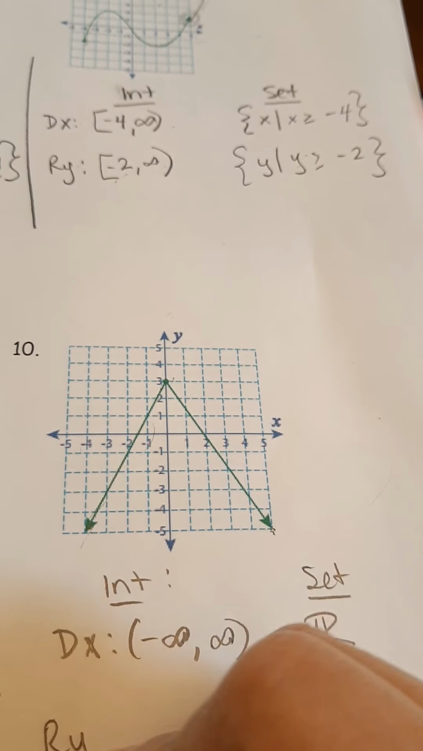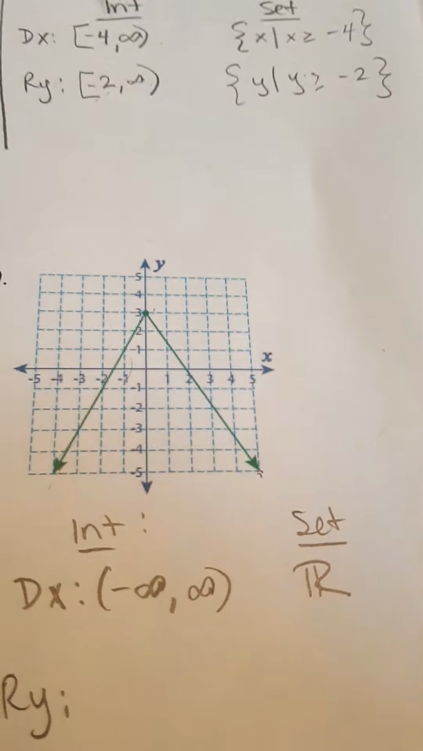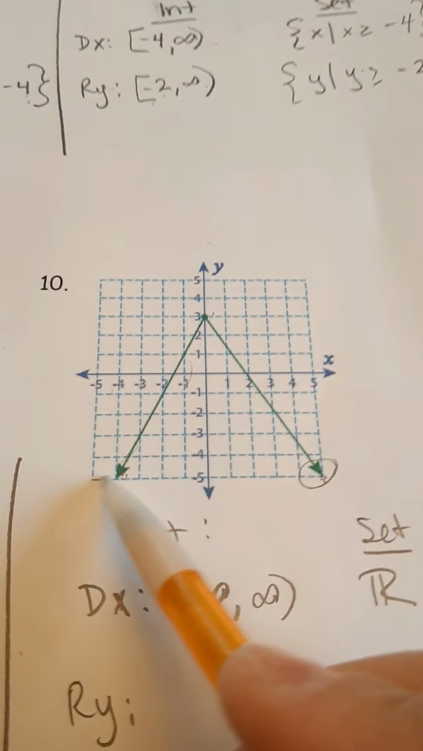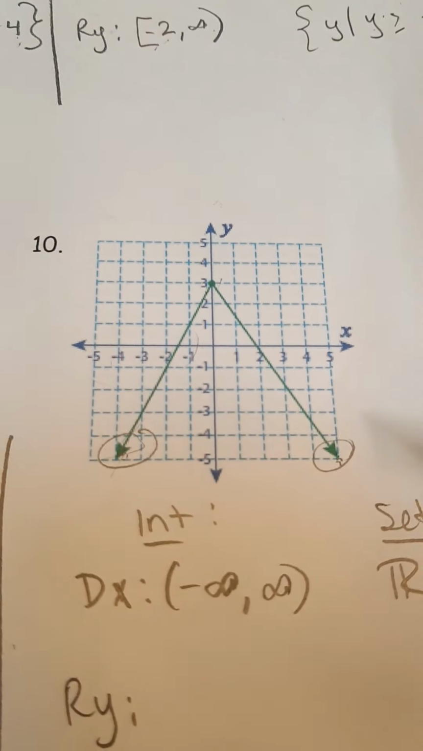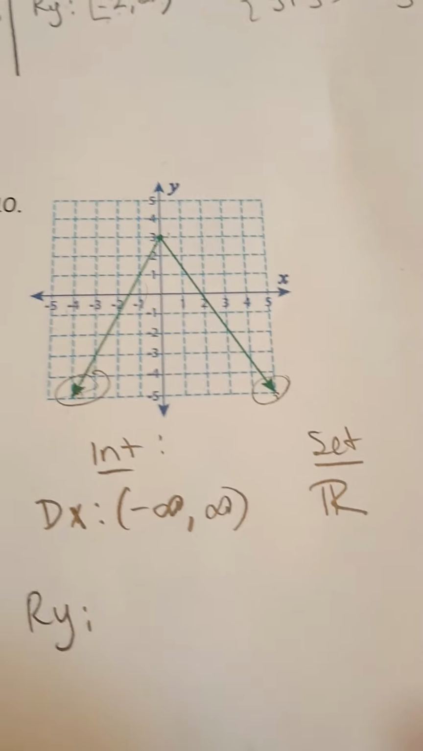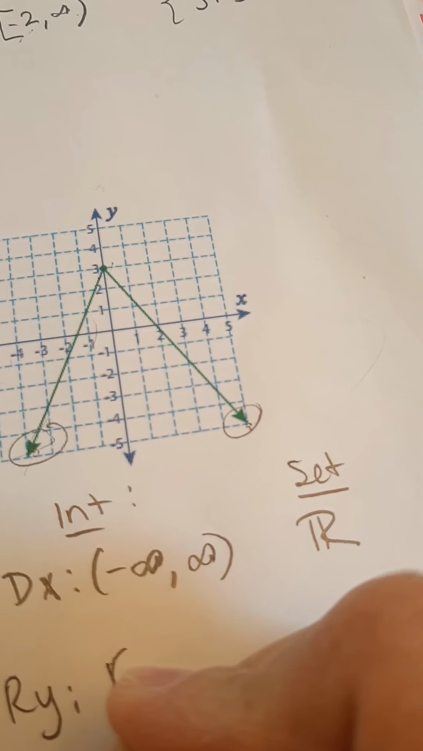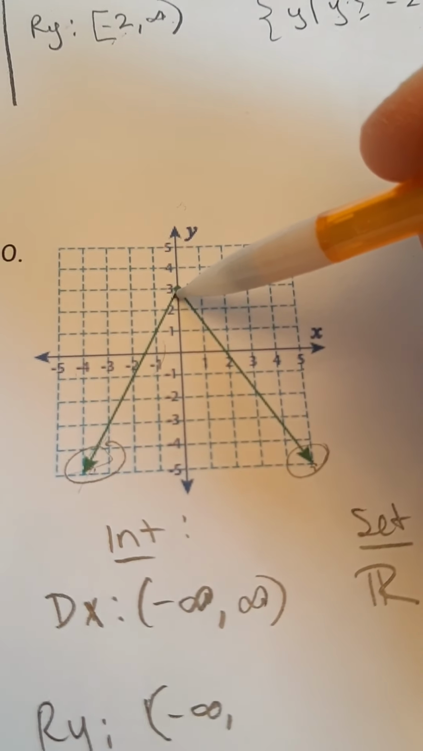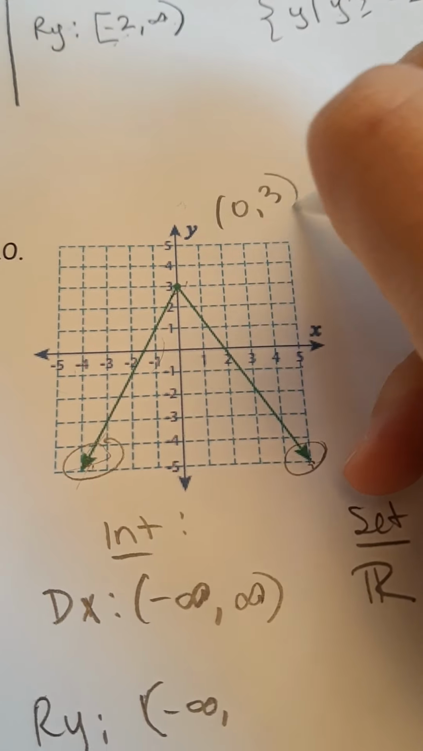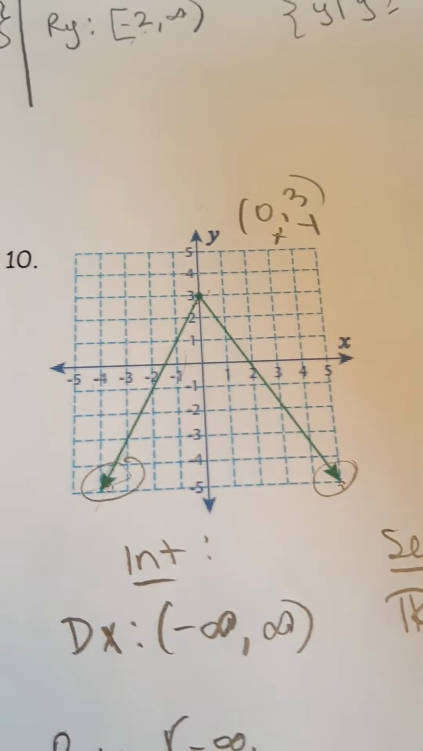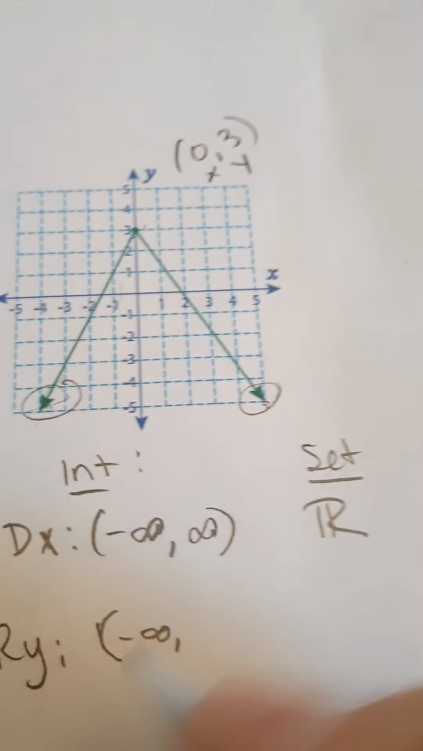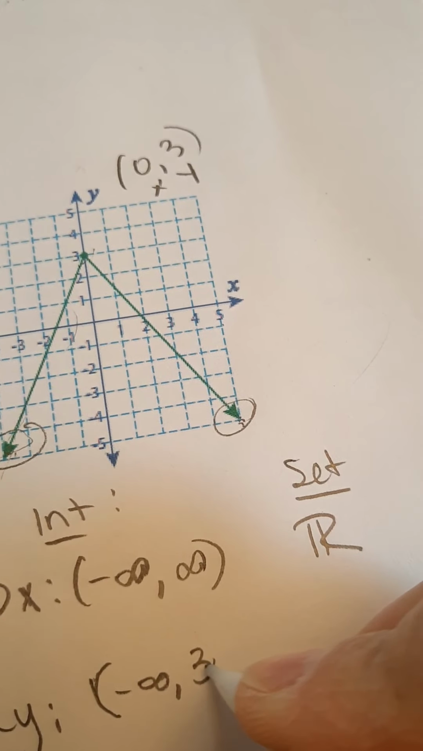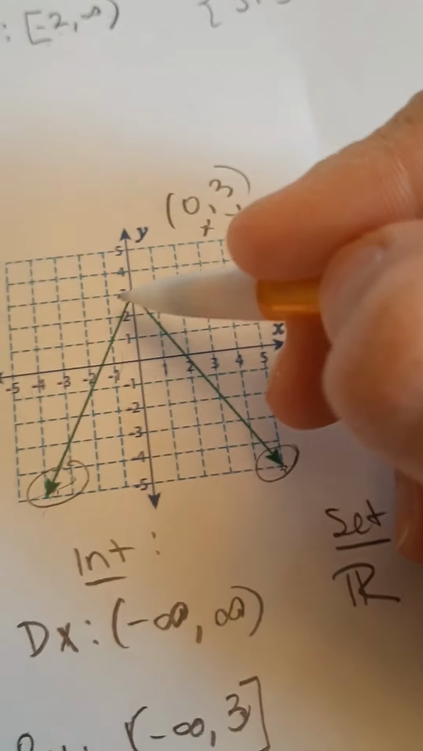Now your range, what's your lowest to your highest point? We have two low points here and they're both arrows. So that means it's negative infinity. Your lowest point is negative infinity. And your highest point is here at 3, because that's your x value, that's your y value. And you're going to put a bracket there because it's a closed circle.